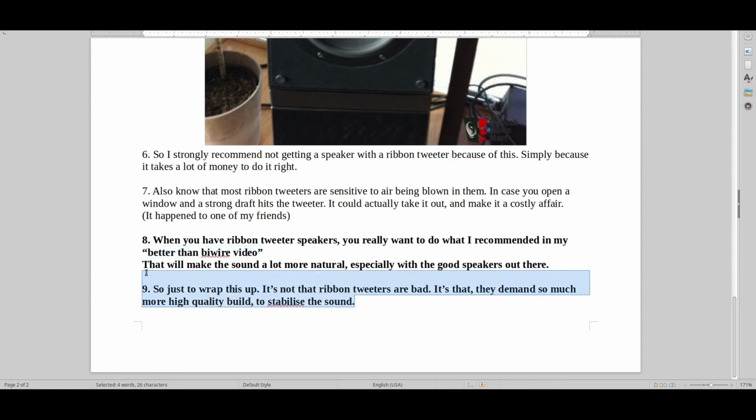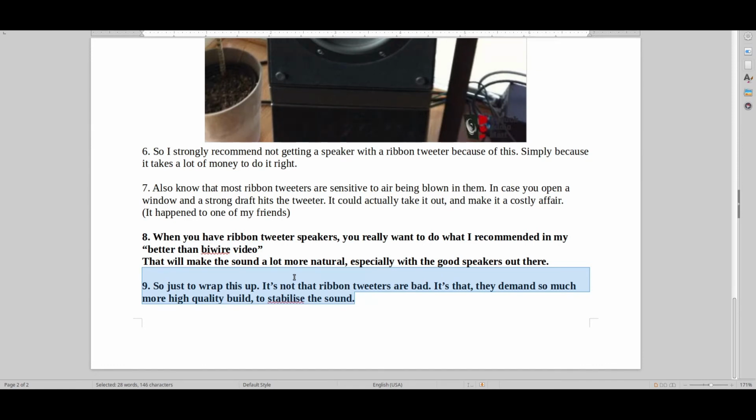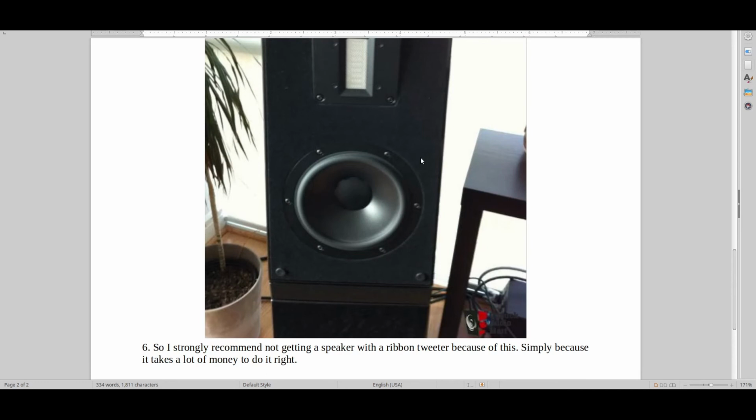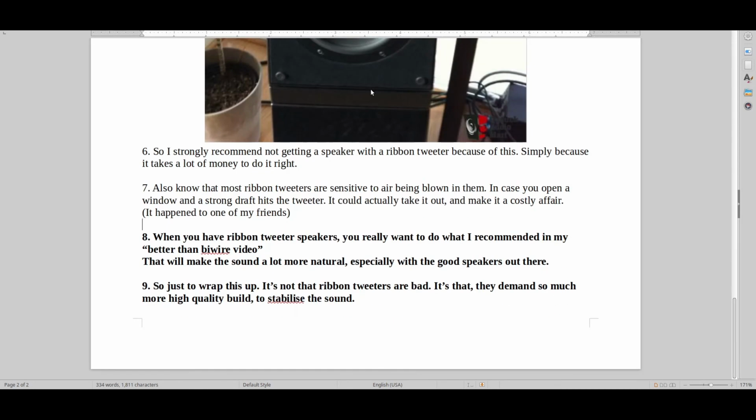So yeah, also remember that if you have a window open and a gust of wind hits the tweeter, it could take it out, so you have to change both of them, and that could, in theory, cost you a couple of $1,000. So also take that into consideration, because it happened to one of my friends, like I've written here. I can't remember what kind of speaker he had, if it was Verity Sarastro or another speaker, but it was a pretty expensive speaker. So luckily the manufacturer covered it, but you can't expect that from most manufacturers. They would expect you to deal with that yourself.